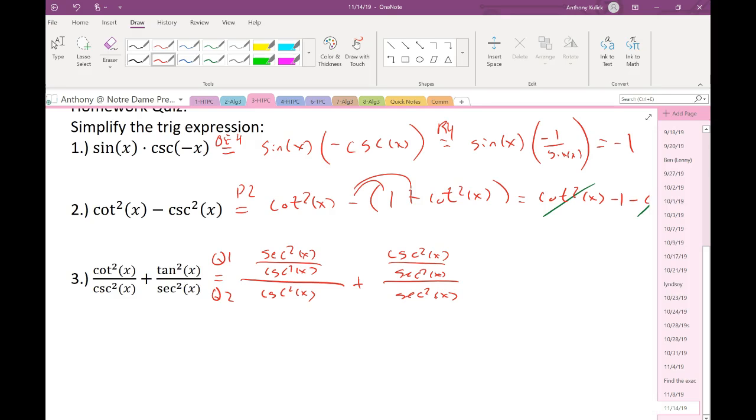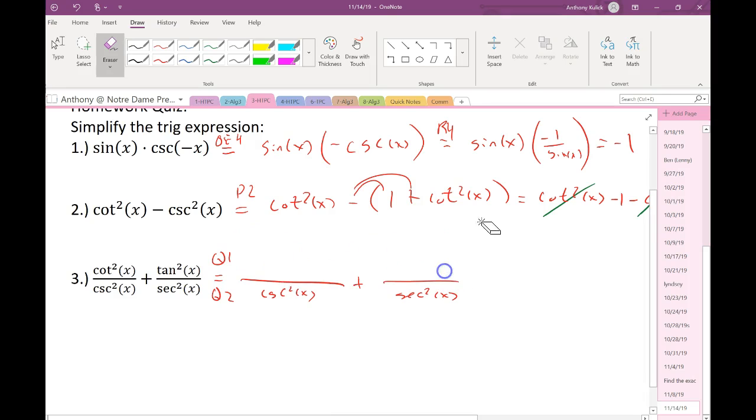Did I write those down in the right spots? I did both. These are in the wrong spots. My apologies. Cotangent is supposed to be cosecant squared over secant squared. That's much better. And then this is supposed to be secant squared over cosecant squared. My apologies.